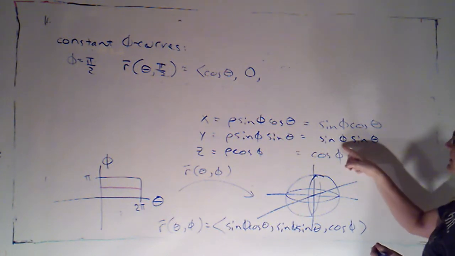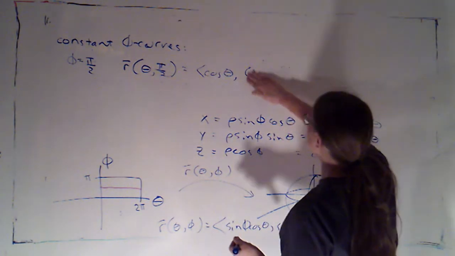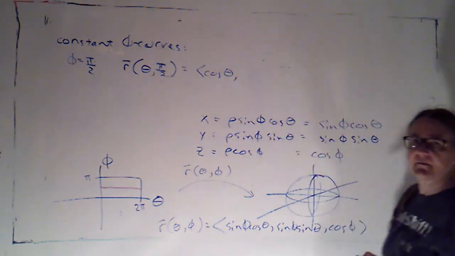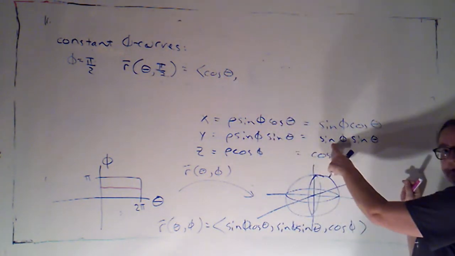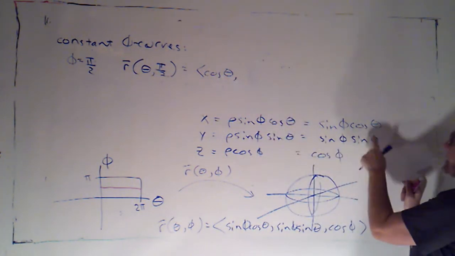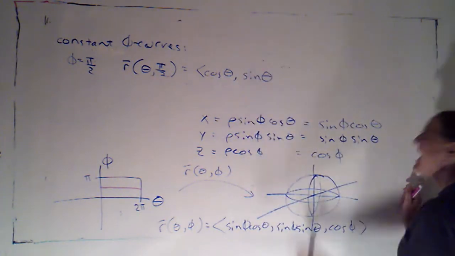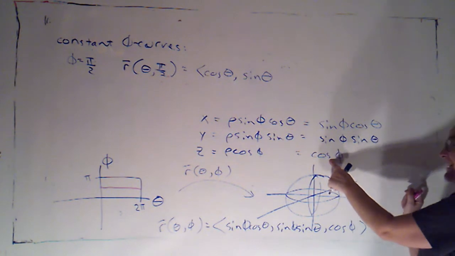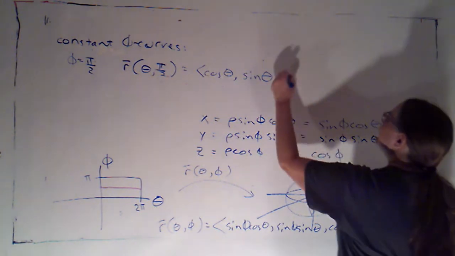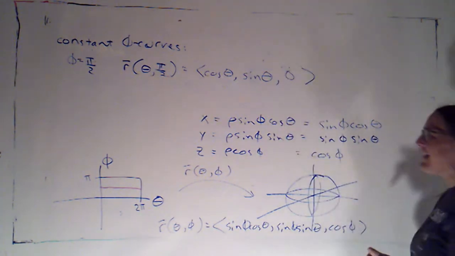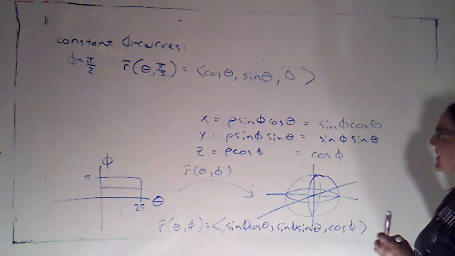I'm sorry, I'm not plugging into cosine here. It's still sine. Sine of pi over 2 is still 1. Times sine of theta would give me sine of theta. Here's where I'm plugging phi into cosine. Cosine of pi over 2 is 0. So my z value is fixed at 0.